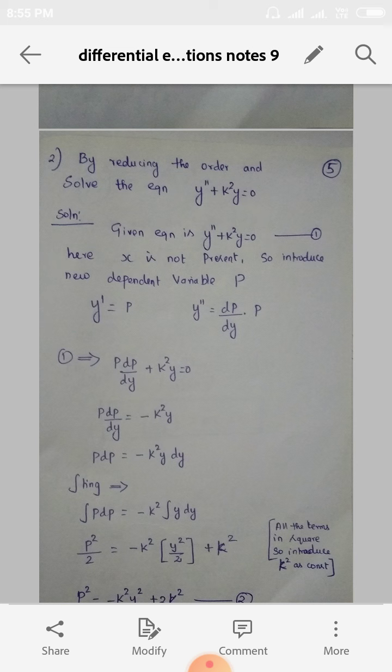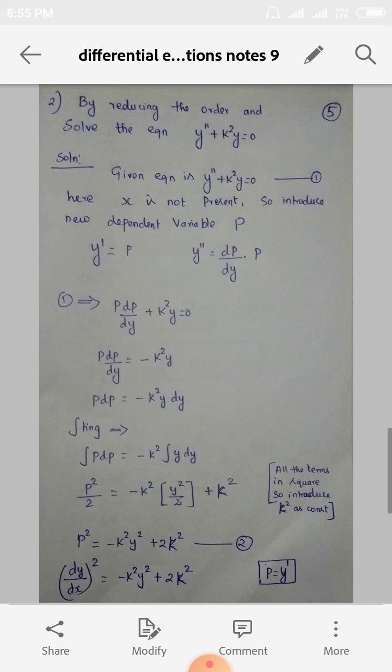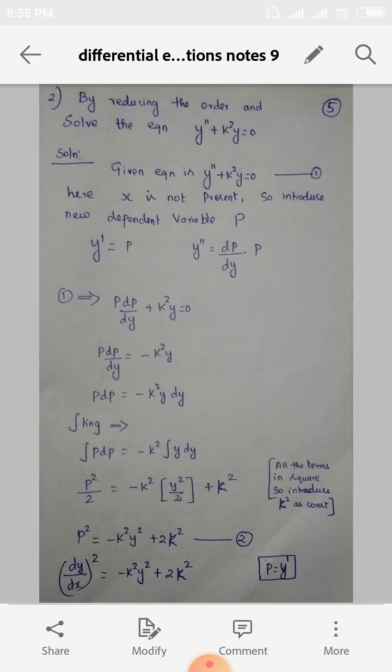See the next problem. By introducing the order, solve the equation y2 dash plus k square y is equal to 0. See the equation. In this equation, which term is missing? X is missing. Right, girls? So, first write the given equation, y2 dash plus k square y is equal to 0. Mark it as equation number 1.